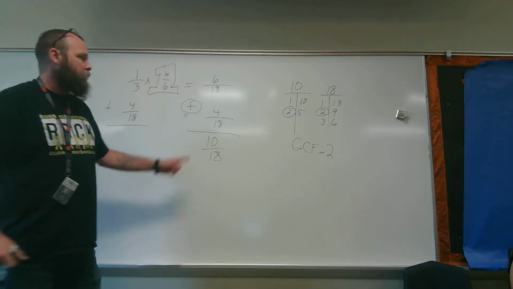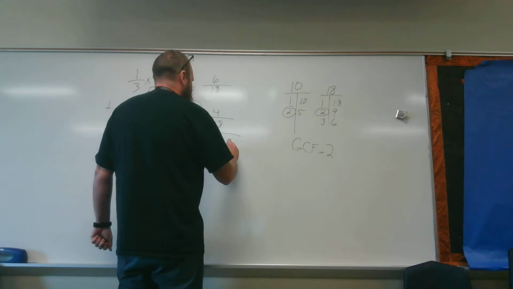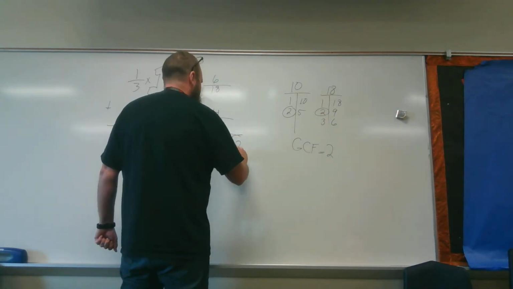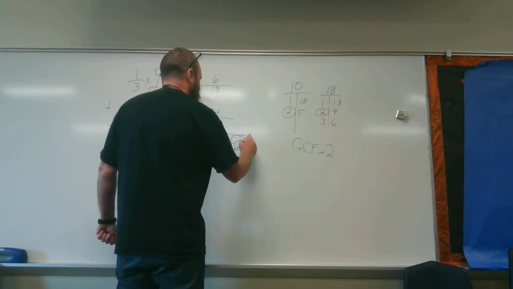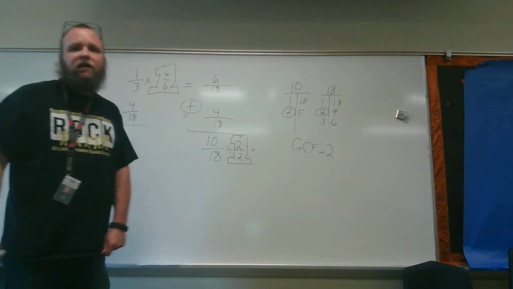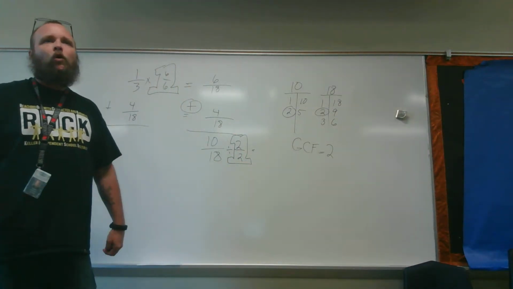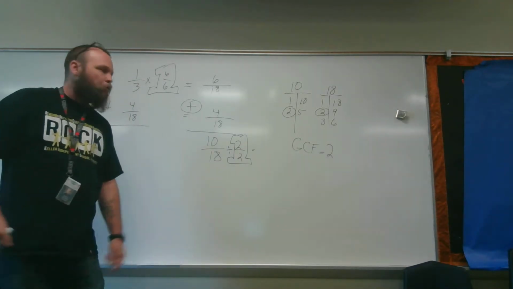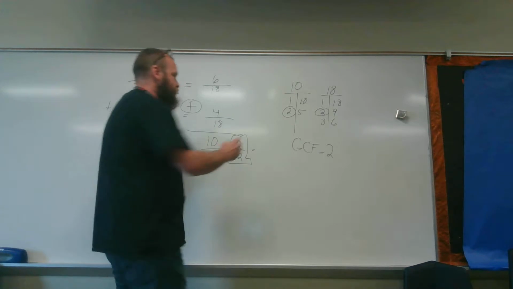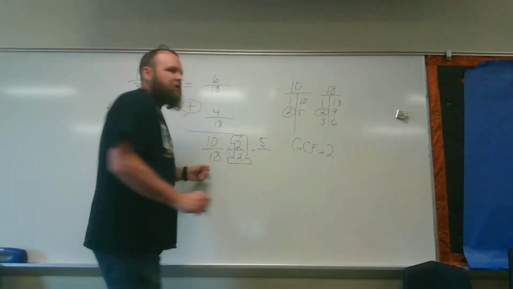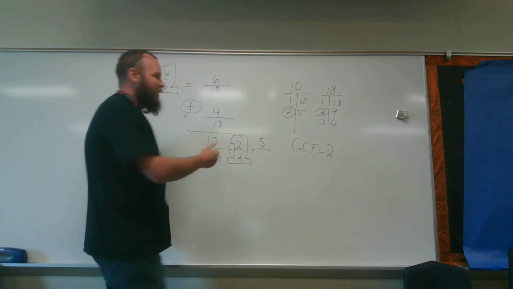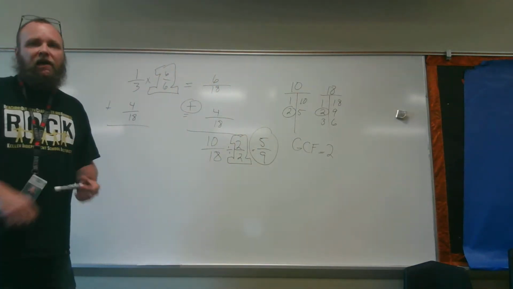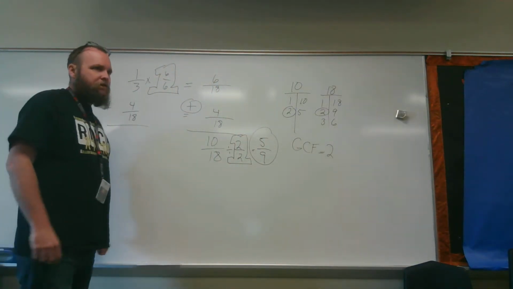So I'm simplifying these by dividing both the numerator and denominator by 2. If the numerator and denominator are the same, that fraction equals 1. If I divide by 1, it doesn't change the value. So 10 divided by 2 is 5. 18 divided by 2 is 9. My simplified answer is 5/9 for the first one, which is number 7.